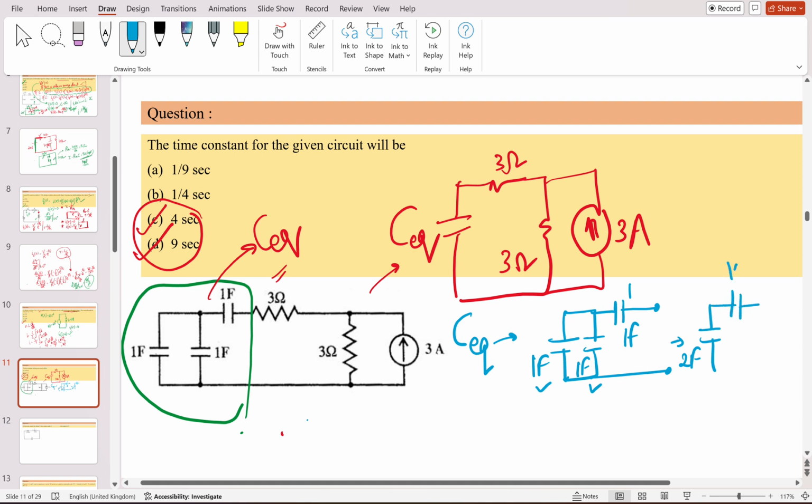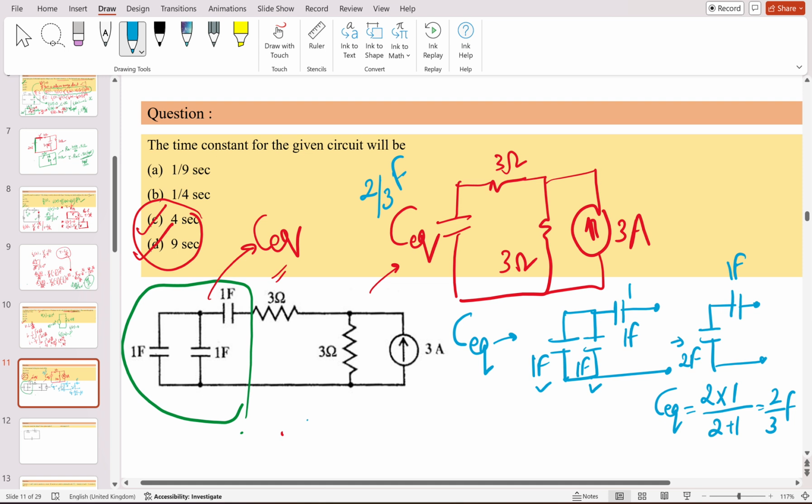Now here there is a 1 farad. So now the C equivalent, if they are in series, you can add like this. Equivalent will be 2 farad multiplied by 1 divided by 2 plus 1. That is 2 by 3 farad. So now the thing is, C equivalent you have got that 2 by 3 farad.